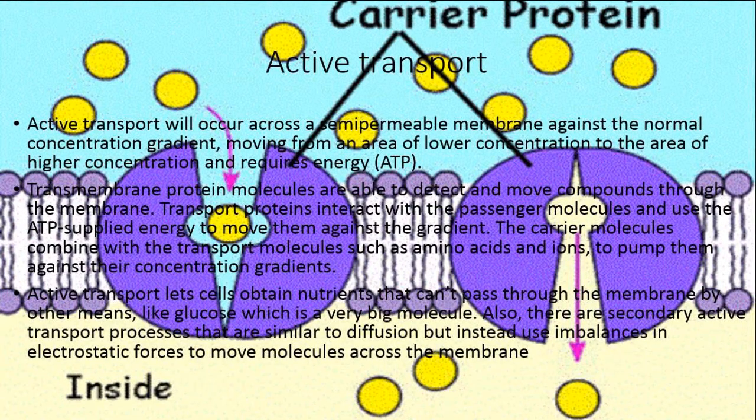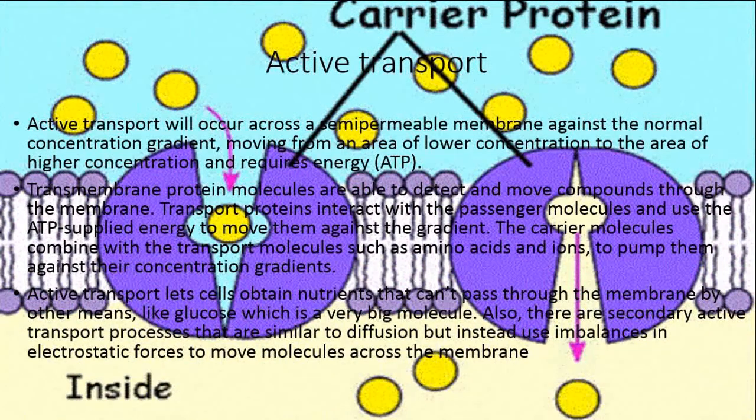Embedded with the hydrophobic heads in the outer layer of the membrane are transmembrane protein molecules that detect and move compounds through the membrane. Transport proteins interact with passenger molecules and use ATP to supply energy to move them against the gradient. The carrier molecules combine with the transported molecules, such as amino acids and ions, to pump them against their concentration gradient. Active transport lets cells obtain nutrients that cannot pass through the membrane by other means, like glucose, which is a very big molecule.